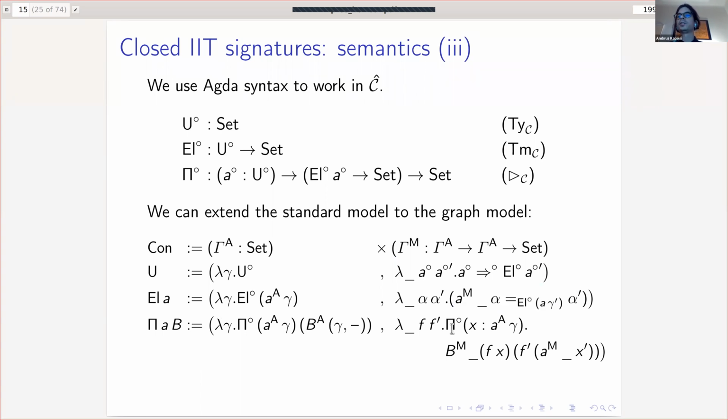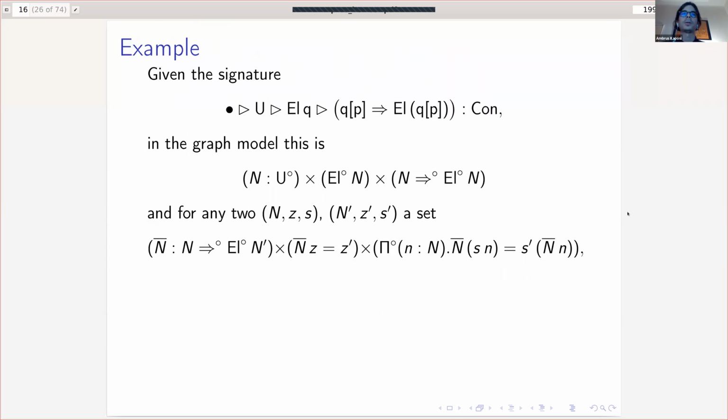And for pi, I just recurse: I quantify over the first type, and I just recurse over the B. And here I apply the two functions that I used, once for this input, and once I apply the function which I obtain from this A, because A is in U. So this seems a bit complicated, but let's see how it works.